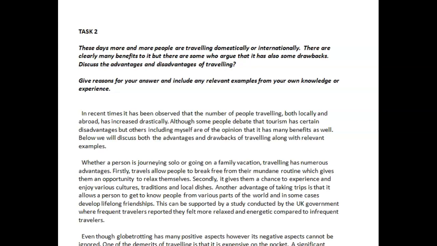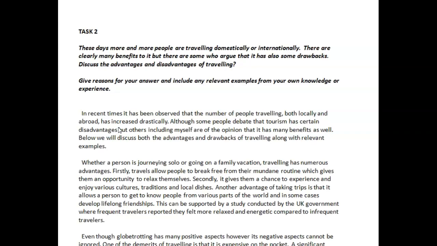In recent times, it has been observed that the number of people traveling, both locally and abroad, has increased dramatically. Although some people debate that tourism has certain disadvantages, others, including myself, are of the opinion that it has many benefits as well. Did you see how I got rid of this but here? Because you either use although or but, not both.